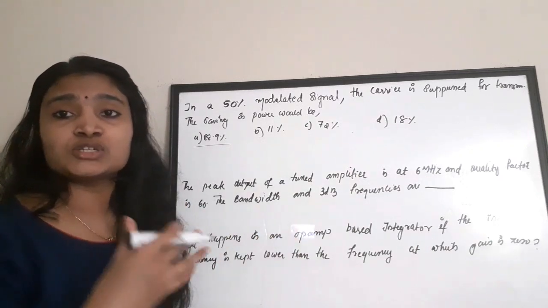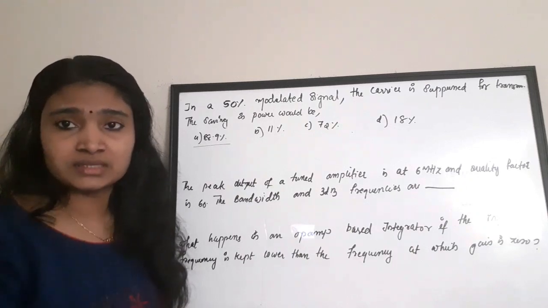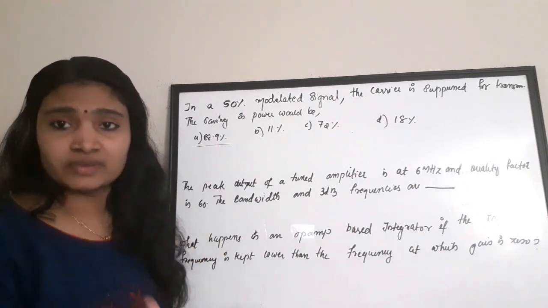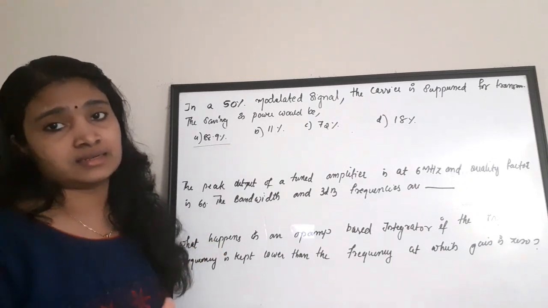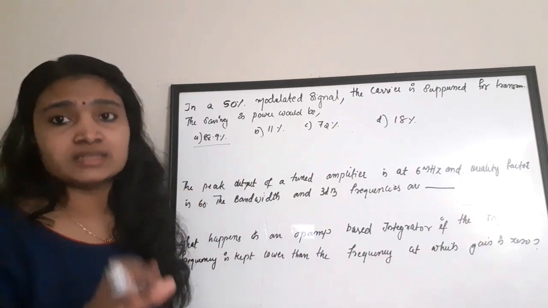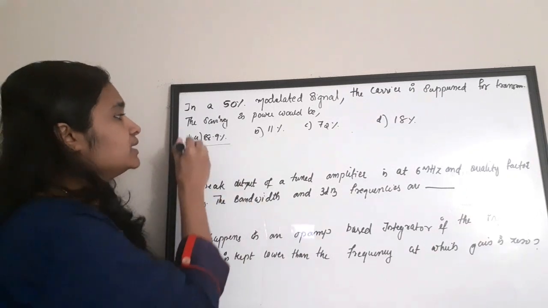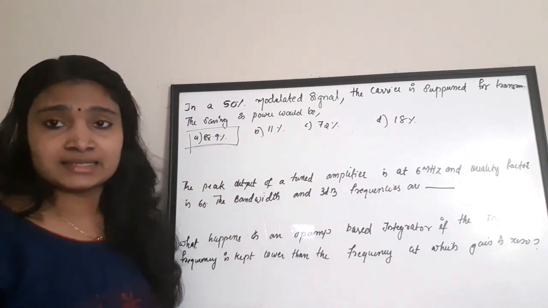Then you have to take the ratio of PC by PT. You will get a percentage value, that much of power percentage is contributed by the carrier side. And if it is suppressed, that much of power is saved. I hope the concept is clear. Correct answer is option A.